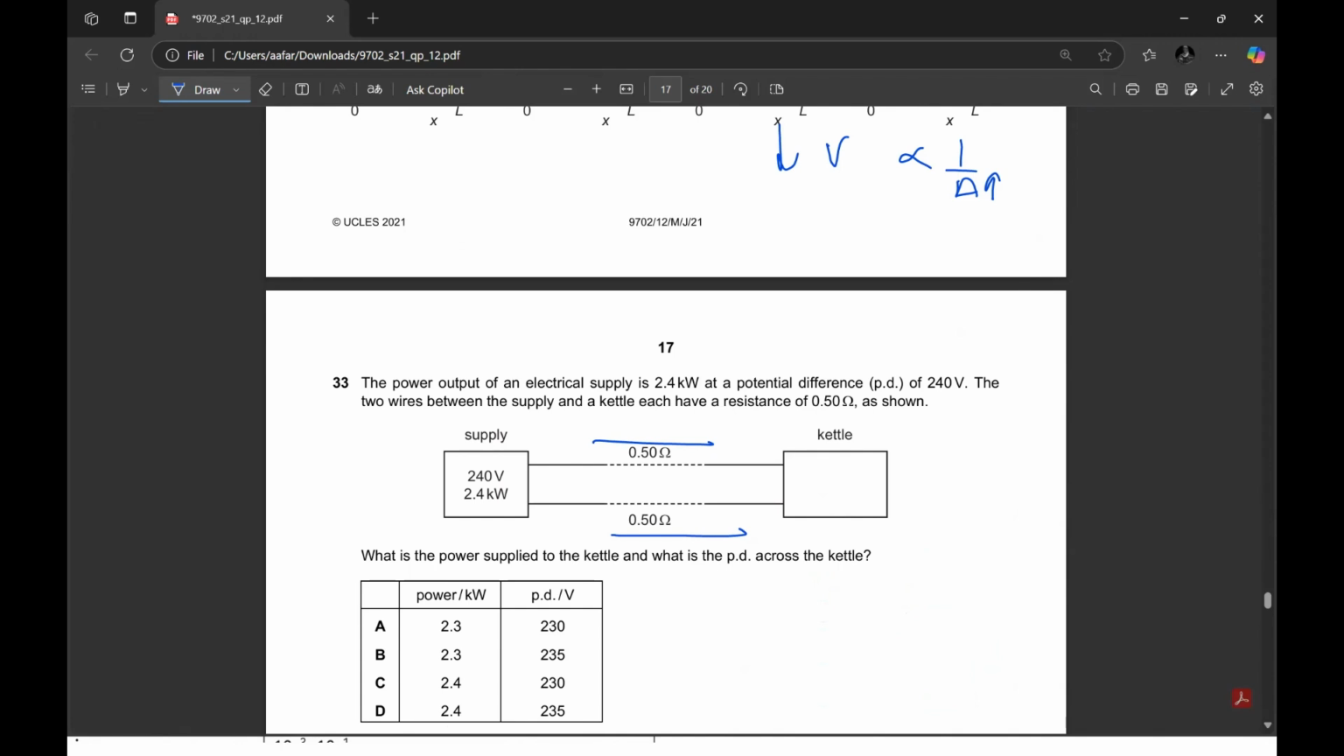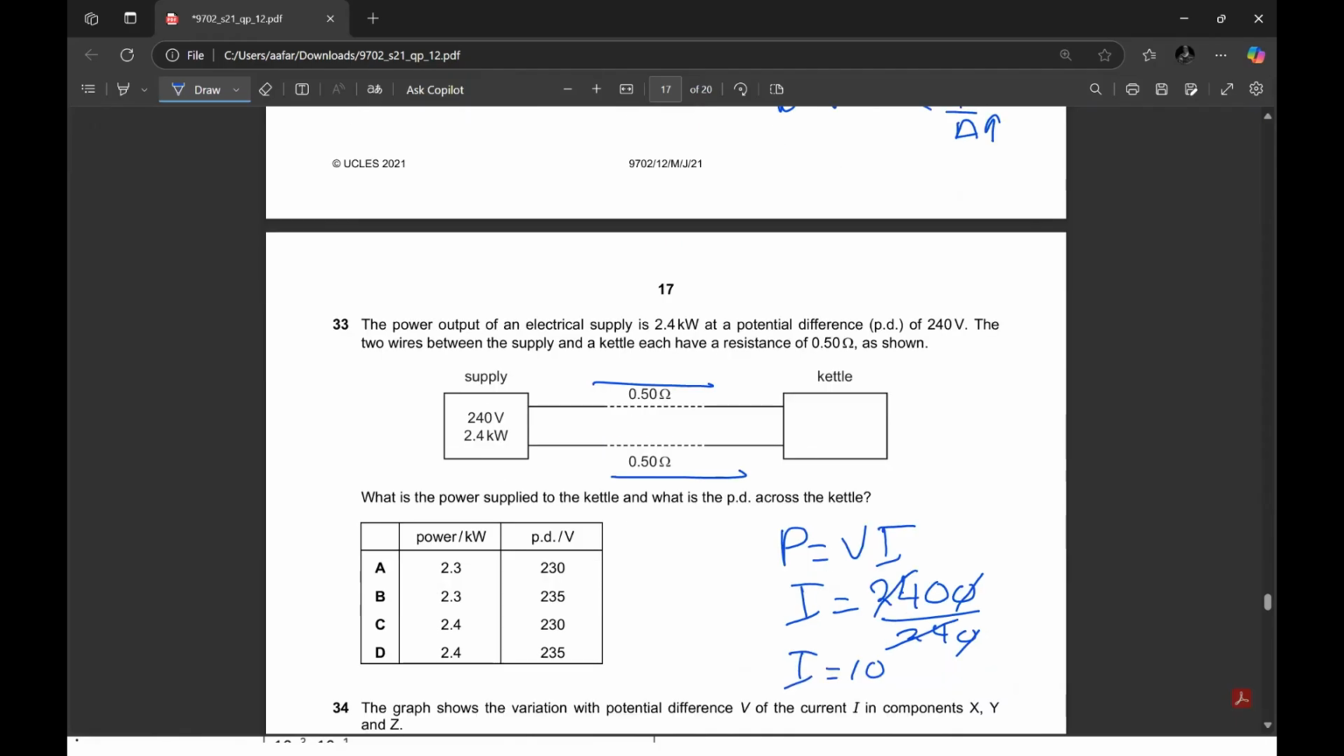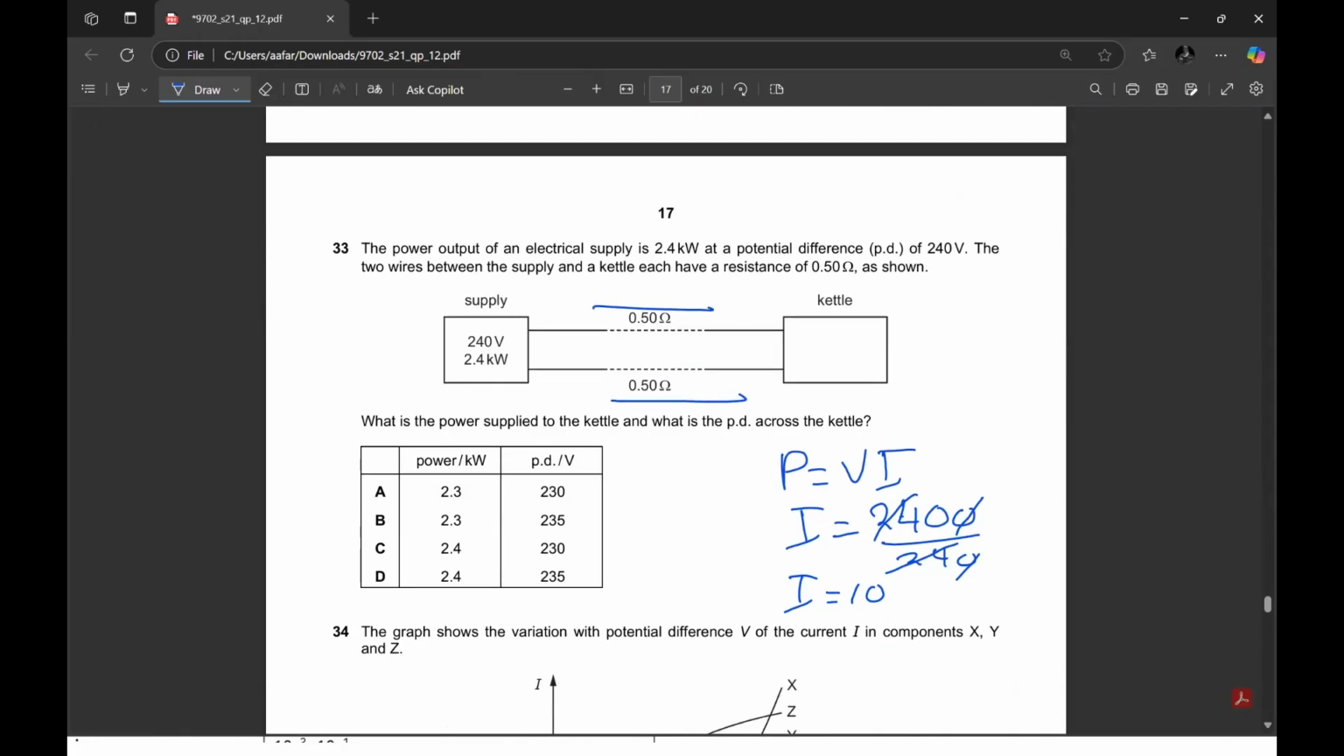Okay, let's calculate the current. We know that P is equal to IV, right? So I is equal to 2400 over 240. The current is 10. So the power they dissipate is in fact 50, which is equal to I squared R.